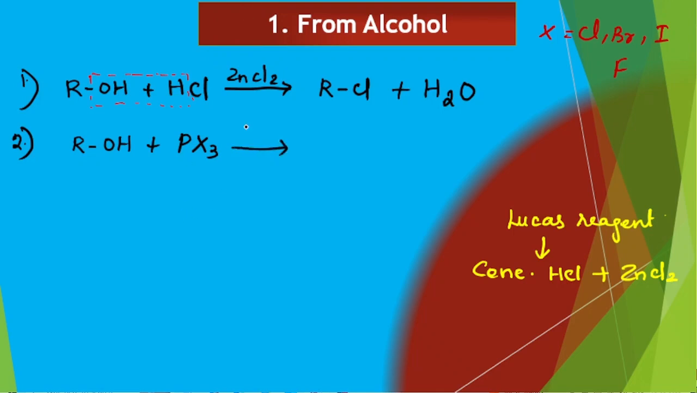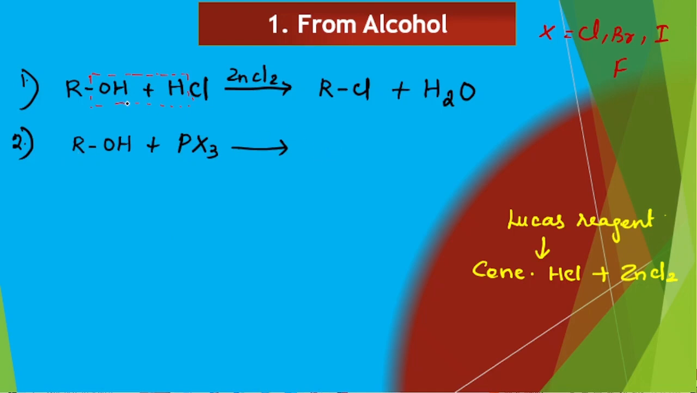What is the product you are going to get? It is going to be a little bit tricky. Okay, so now listen carefully. This OH is there, and here PX3 is there. But here you cannot read with any of the shortcuts. Here you have to use it.